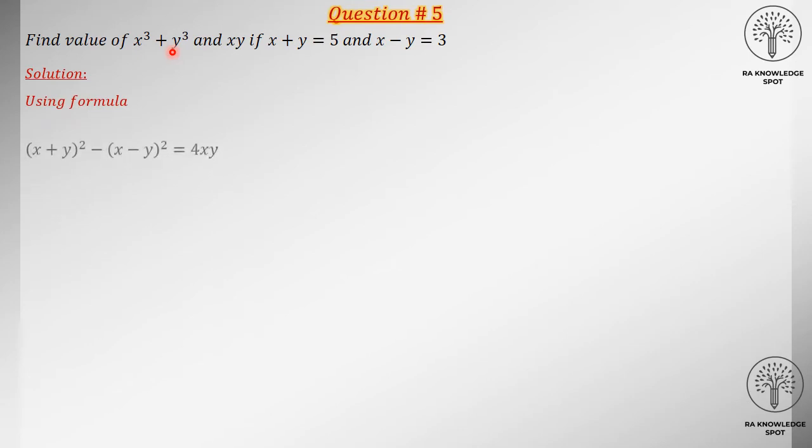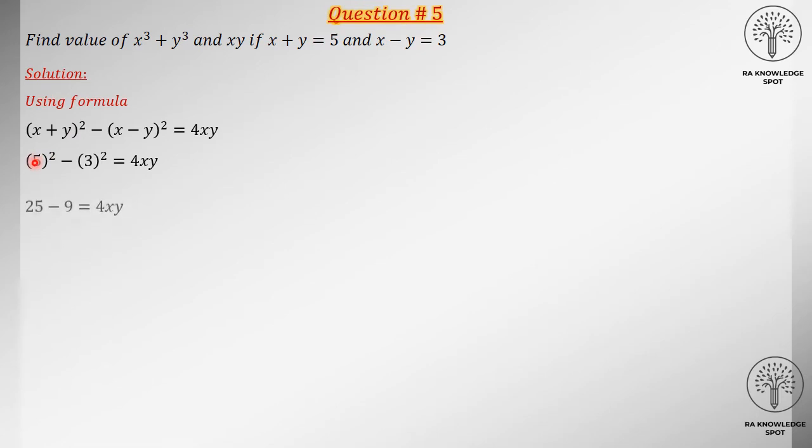Using the formula in 4.2, if you memorize it, this is the formula: x plus y whole square minus x minus y whole square is equal to 4xy. Now just putting the values. What is the value of x plus y? That is 5, replacing the value of x plus y. And what is the value of x minus y? That is 3. These have the square on them. Taking the square of 5, that is 25, and the square of 3, that is 9. Now after subtracting you will get this one.